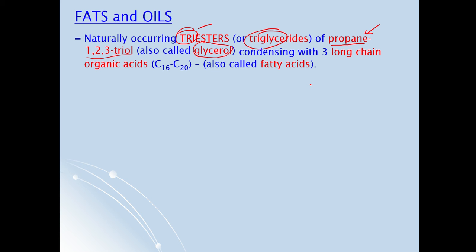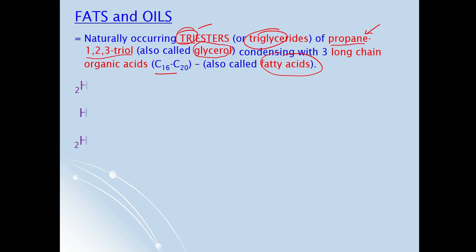Now the difference here is it's always attached to 3 very long chain carboxylic acids or organic acids. They tend to be between 16 and about 20 carbons, so much longer than the ones that we've looked at in the last topic. And they're called fatty acids. So we're getting into very much the biochemistry and the biology of chemical compounds here and esters.